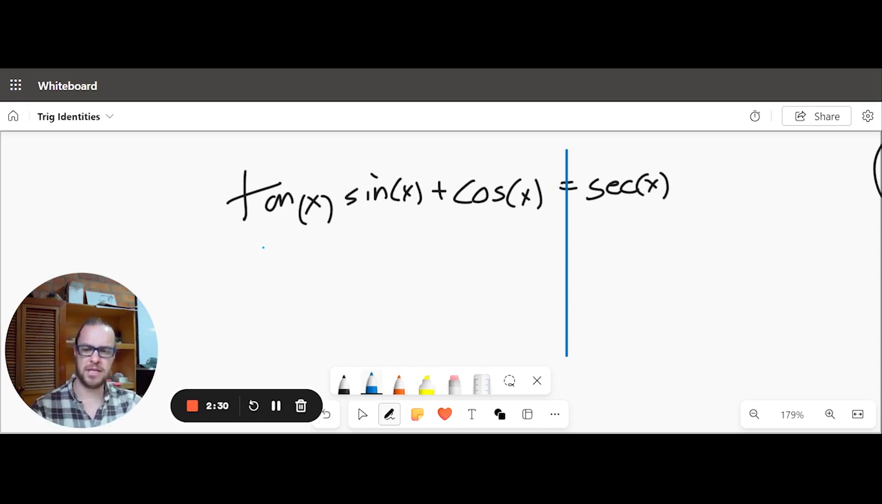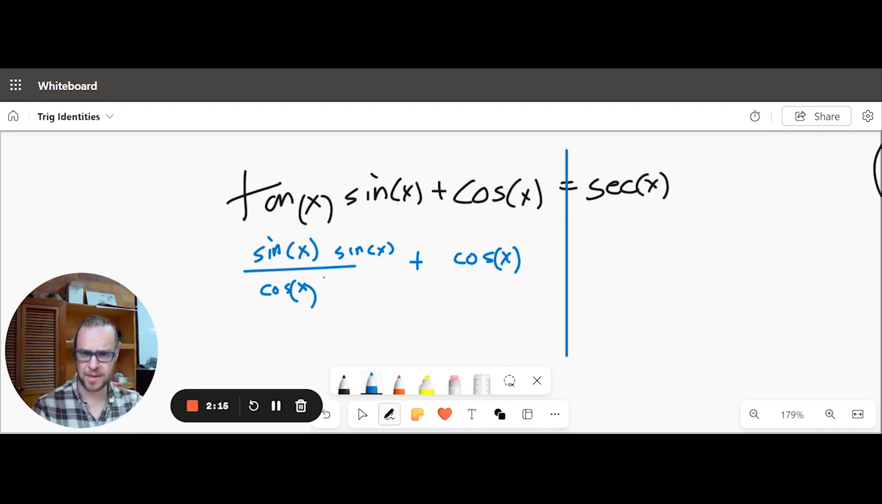So over here, I'm going to take this tangent, and I know that tangent is really sine x over cos x. And then I'm going to multiply that by sine of x, and I'm going to add a cosine of x. Now, if I do that, I'm going to get a sine squared there, because I'm multiplying those over cosine. And if I want to add this, I would need to make this a fancy form of 1 or have a common denominator. So I'm going to multiply this by cos squared x over cos.